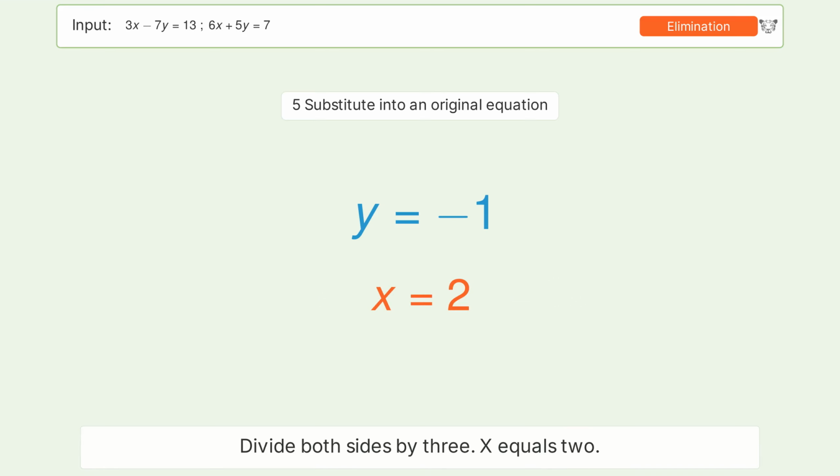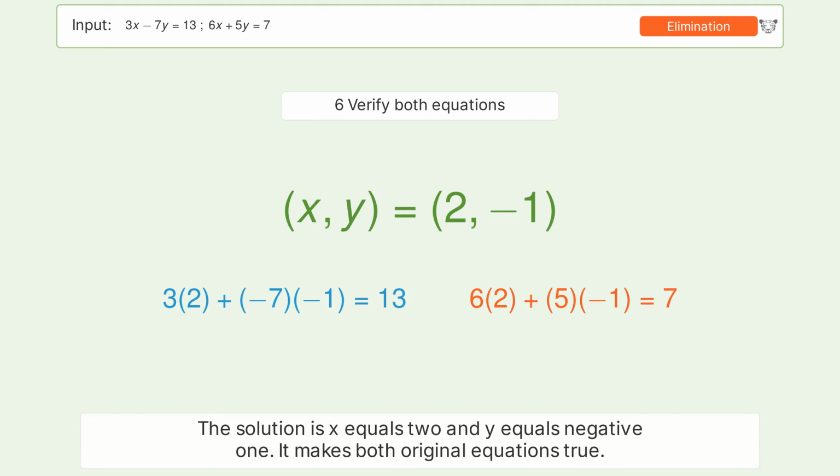X equals 2. The solution is x equals 2 and y equals negative 1. It makes both original equations true.